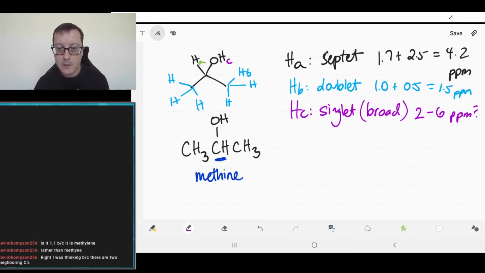So yes, with these, this is what we're expecting to see. Again, in reality, it may be slightly different. That's okay. I mean, this broad peak for HC is going to be all over the map. We don't know. Let's see if we can't Google this spectrum for isopropanol and see what we get. Isopropyl NMR.